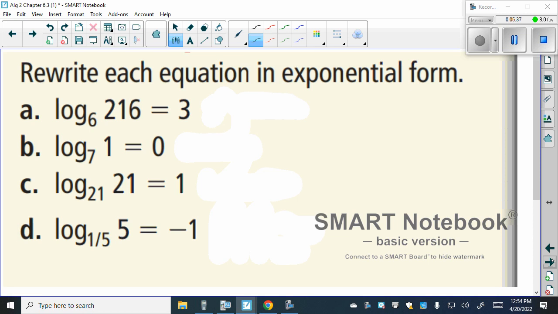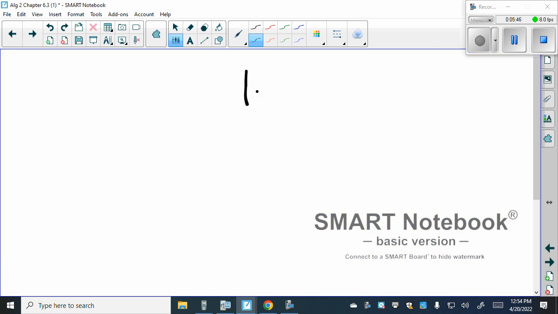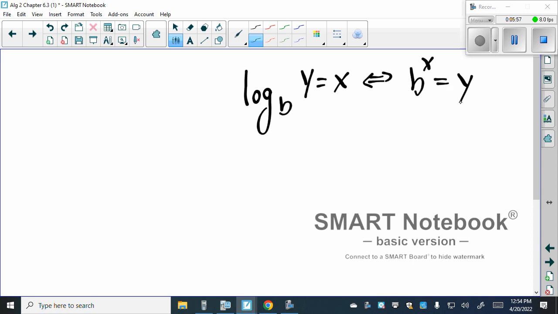Luckily for most of these here, they're not that bad. So the big thing I would have for certain is, let's go to the previous page: log base b of y equals x if and only if b to the x is equal to y. This is the big concept that we're covering at this point.